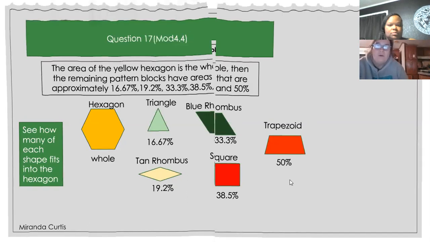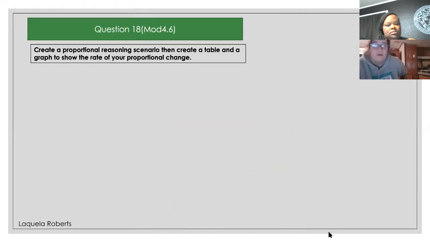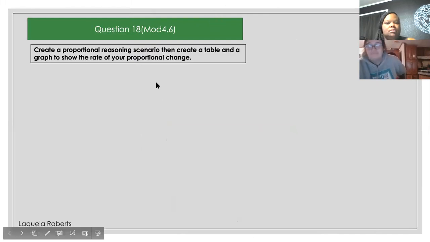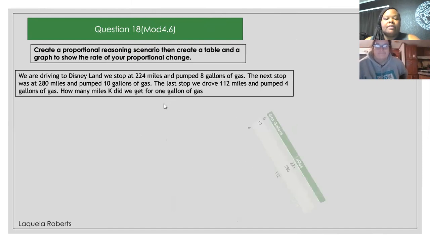So we're going to go to question 18, Miss Dominique, and it's going to be Mod 4, question 6. Create a proportional reasoning scenario, then create a table and a graph to show the rate of your proportional change. Okay, we are driving to Disneyland. We stop at 224 miles and pump 8 gallons of gas. The next stop was at 280 miles and pumped 10 gallons of gas. The last stop, we drove 112 miles and pumped 4 gallons of gas. How many miles, K, did we get from 1 gallon of gas?